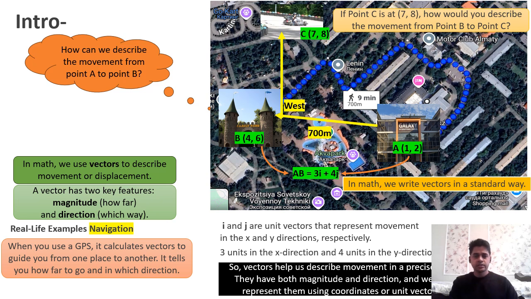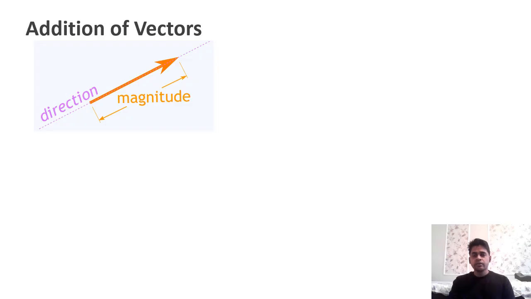Now let's try to understand, if I have two vectors, vector AB and BC, how can I add them? How can I find the resultant point if I have two or three vectors? Let's try to understand the addition of vectors. First you need to understand this is the shape of a vector, where the head tells us the direction and the length of the arrow tells us the magnitude.